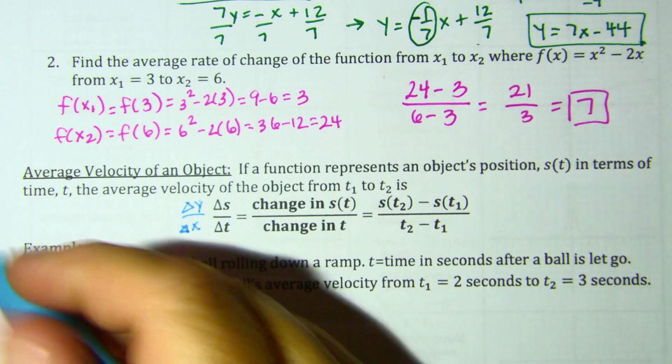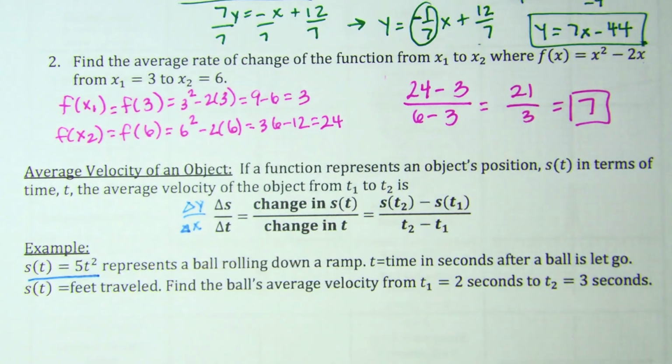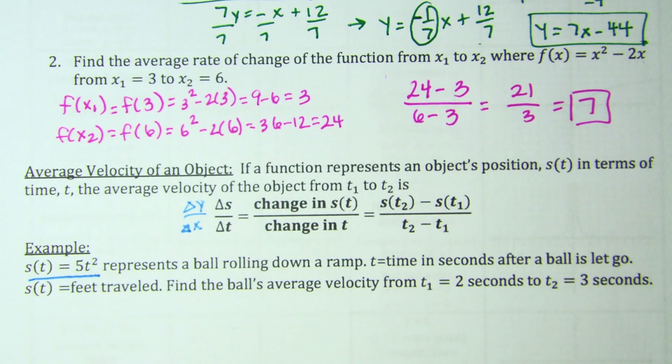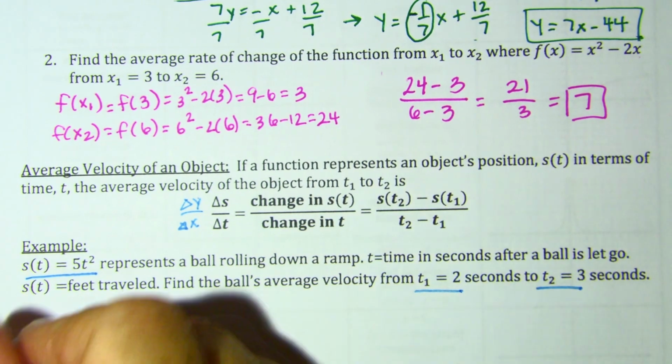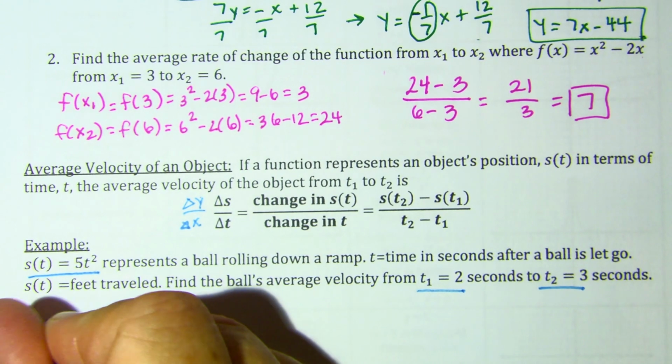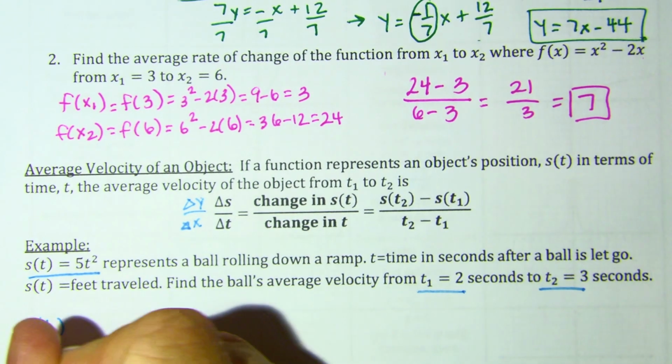So s of t is the function 5t squared. It represents a ball rolling down a ramp. T is time in seconds after the ball is let go. S of t is the amount of feet traveled. We want to find the ball's average velocity from t1 equals 2 to t2 equals 3. So we want to find s of t1 and s of t2.